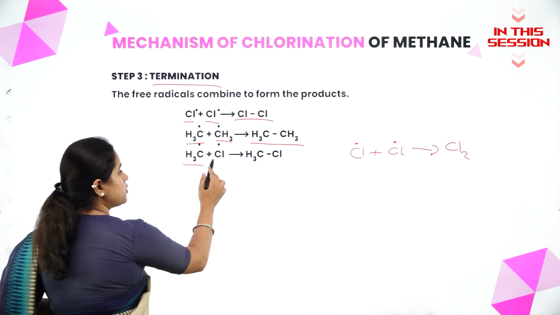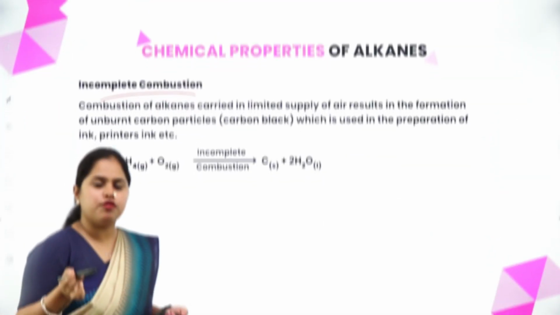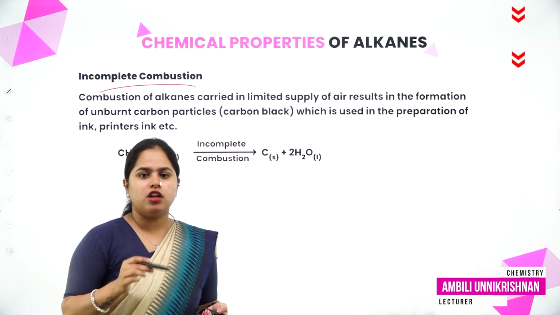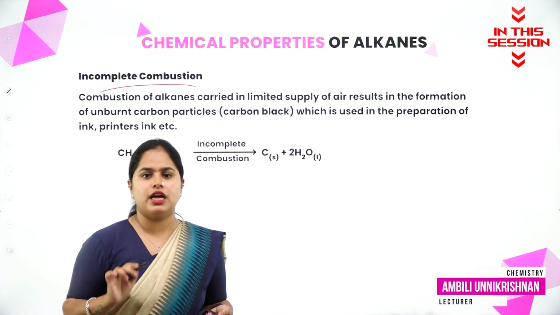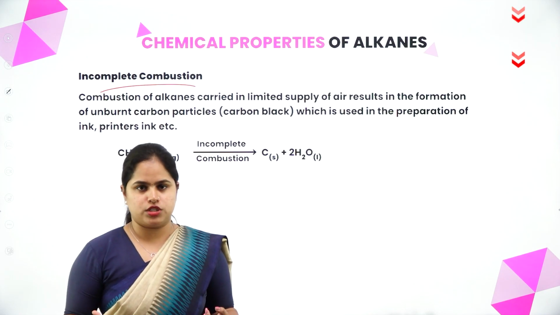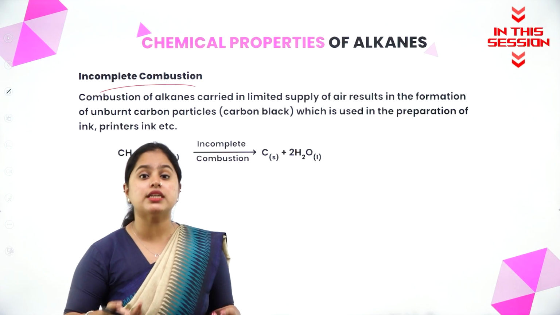Methyl radical combines with chlorine radical and forms methyl chloride or chloromethane. If it undergoes complete combustion, it forms carbon dioxide and water. Now, if it undergoes incomplete combustion, that means it is not having a good supply of oxygen. So what happens in this case? Instead of forming carbon dioxide, you will get carbon black.